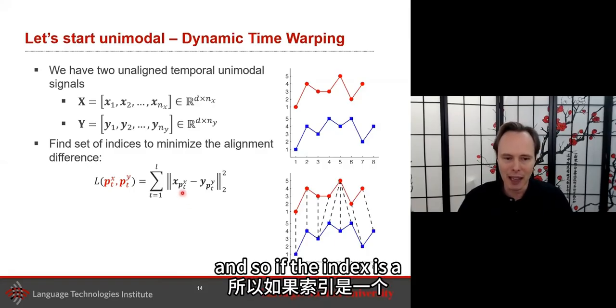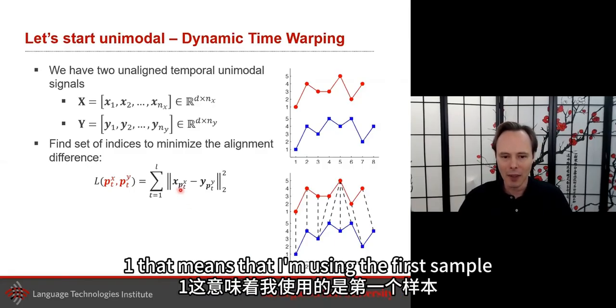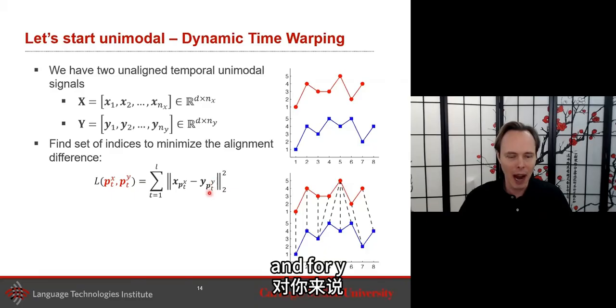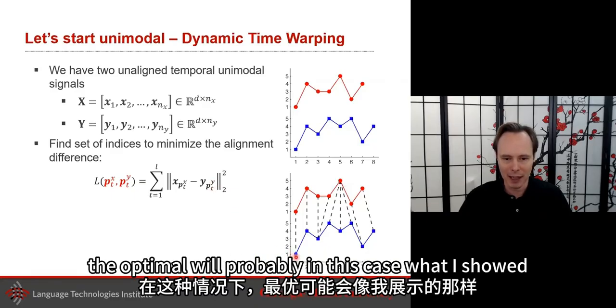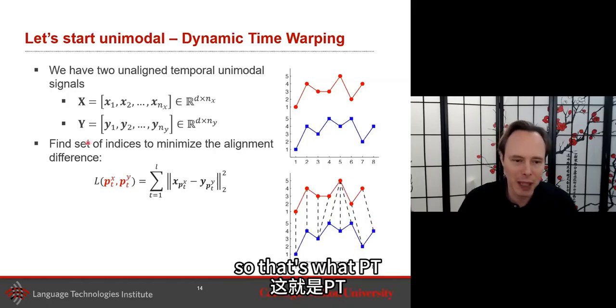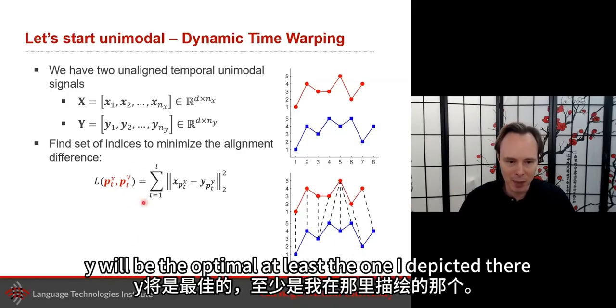And so if the index is 1, that means that I'm using the first sample. So here for x, it will be 1, 2, 3, 4, 5, 5, 5, 6, 7. And for y, the optimal will probably, in this case, what I showed, be 1, 2, 3, 3, 4, 5, 6, 7, 8. So that's what p_y will be, the optimal, at least the one I depicted, and p_x will be the other.